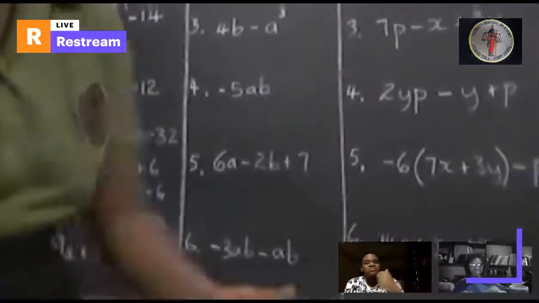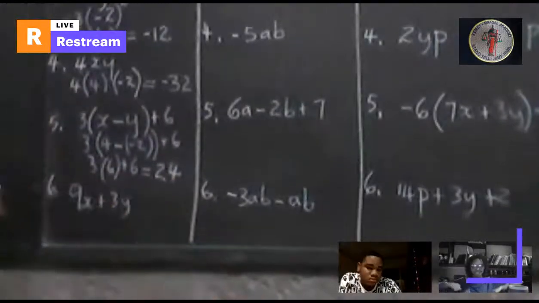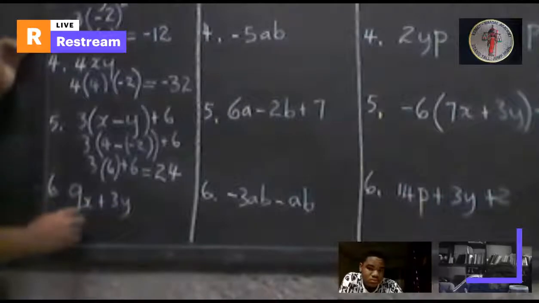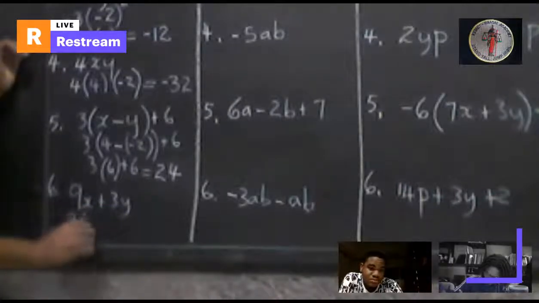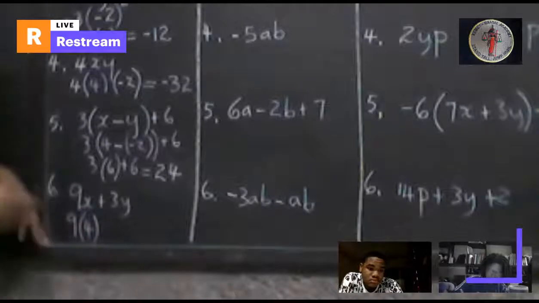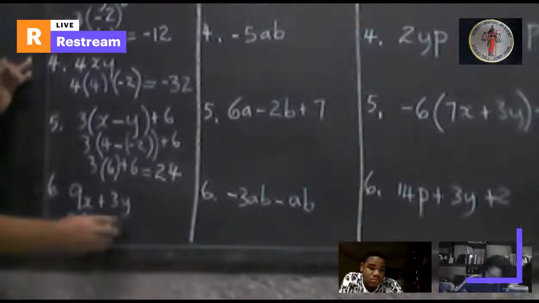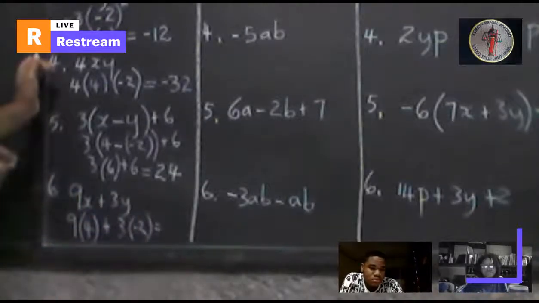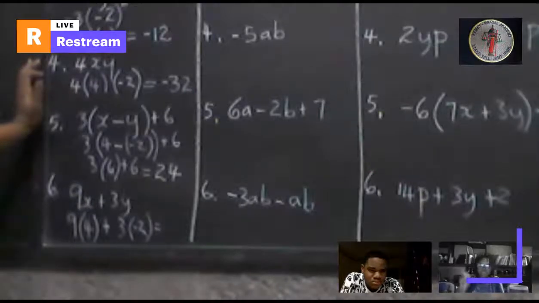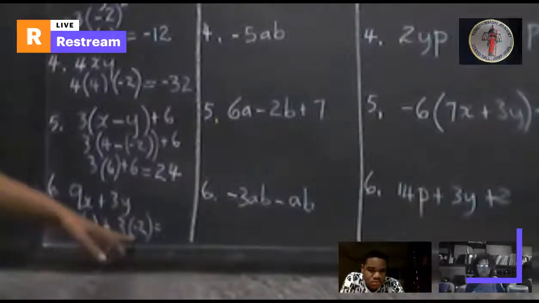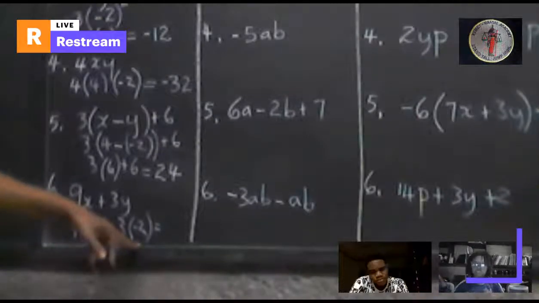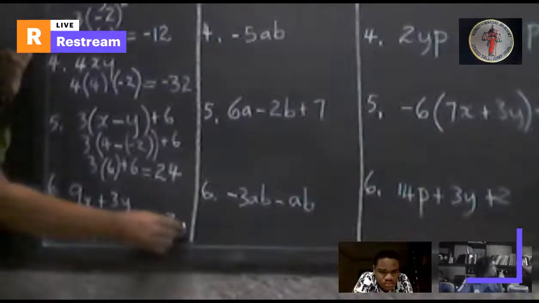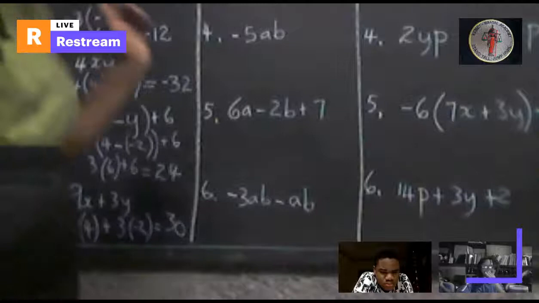And below that, we have number 6, 9x plus 3y. So that would be 9 times x, where x is 4, substituting that value for x. 9 times 4 plus 3 times negative 2. So 9 fours is 36. And 3 times negative 2 is negative 6. So 36 minus 6, positive 30. All right, so that's the answer for that.